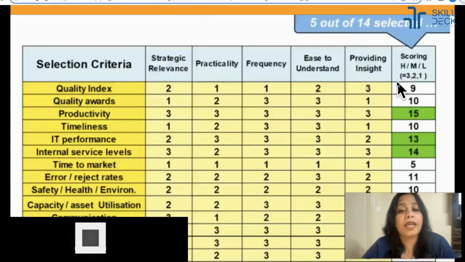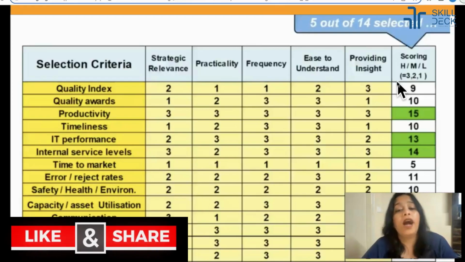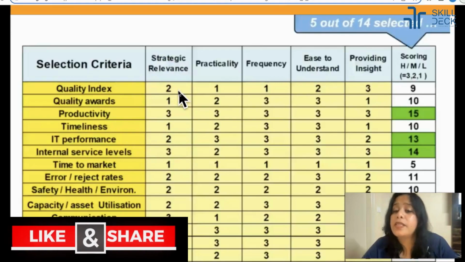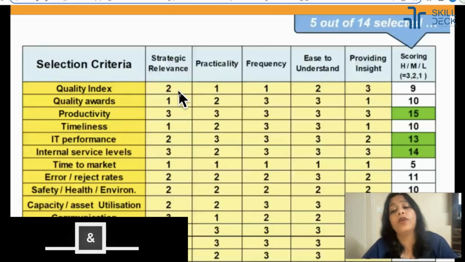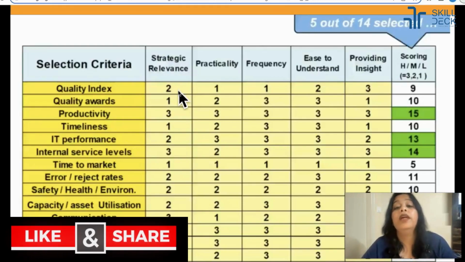Whatever lead and lag KPIs you got after doing your CV, write them down in the rows. Now think whether that KPI has strategic relevance, practicability, frequency, how easily you can measure that, how frequently you can measure that. Accordingly, you have to give them a score of 1 to 3. The top 3 KPIs will be your KPIs for that particular objective. So that was the learning for today.